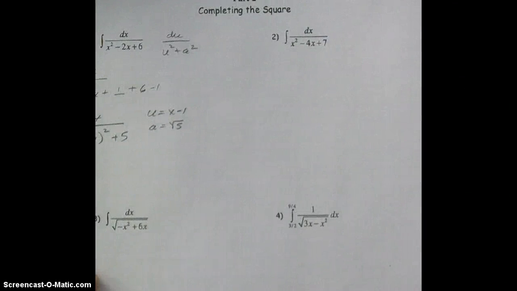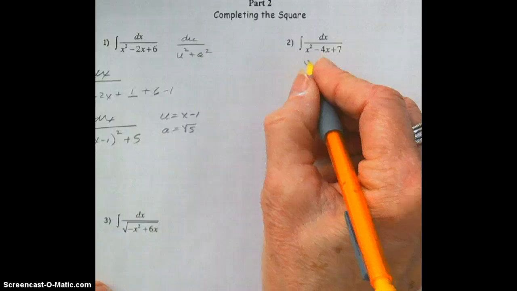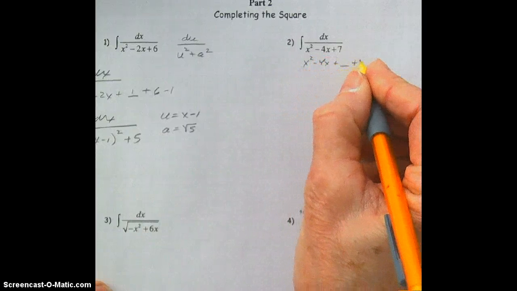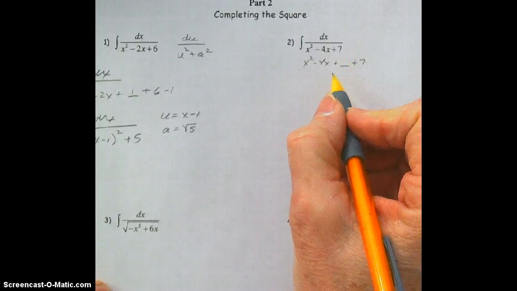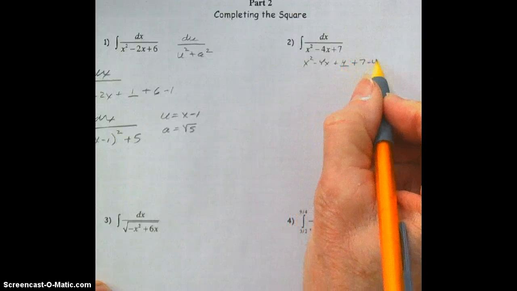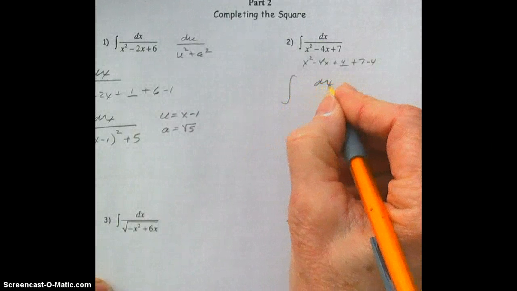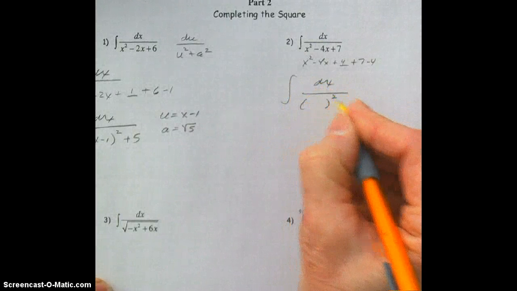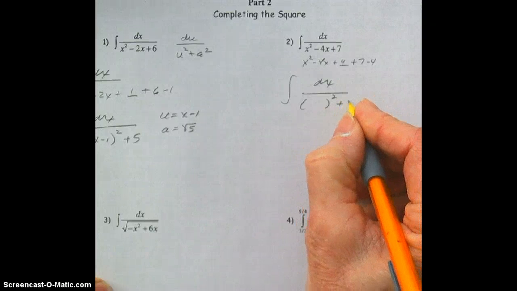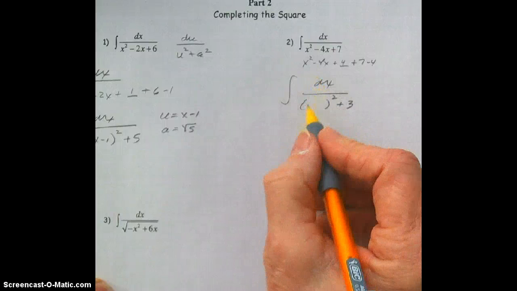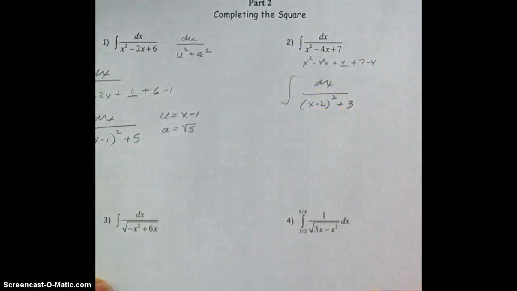Number 2, let's do the same kind of thing. So x squared minus 4x plus 7. Half of 4 is 2 squared, I get a 4. So do a minus 4. When I rewrite, I'm going to get u squared plus a squared, and u squared is going to be the quantity x minus 2 squared.